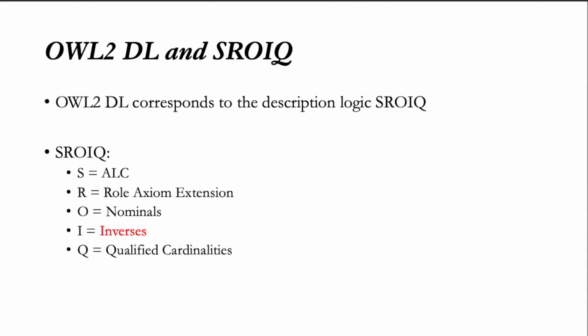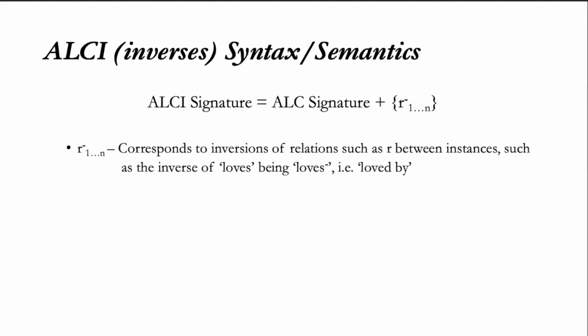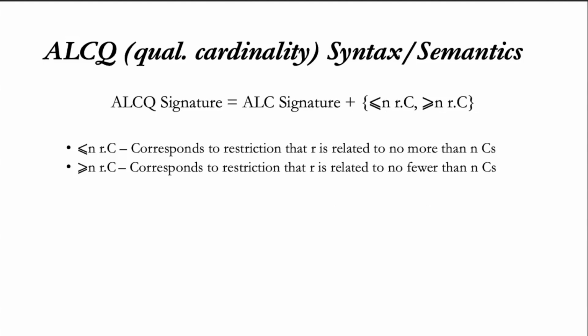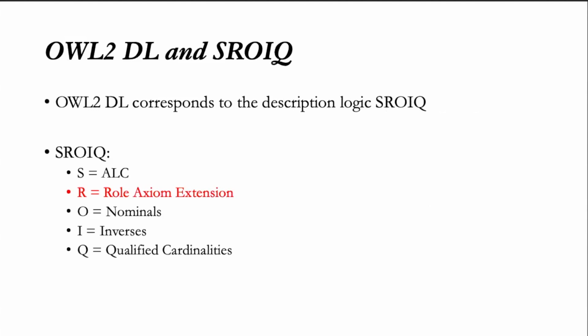We have inverses in this language as well. That's what the I is for. So loves and loved by, continuant part of, has continuant part, stuff like that. And then qualified cardinalities. There's the Q, which allows you to put relate to no more than N Cs, relate to no fewer than N Cs. This is part of the expressivity. You'll see it in OWL because it's a direct reflection of this description logic. Now the fun one, the one I skipped over, R, role axiom extensions.